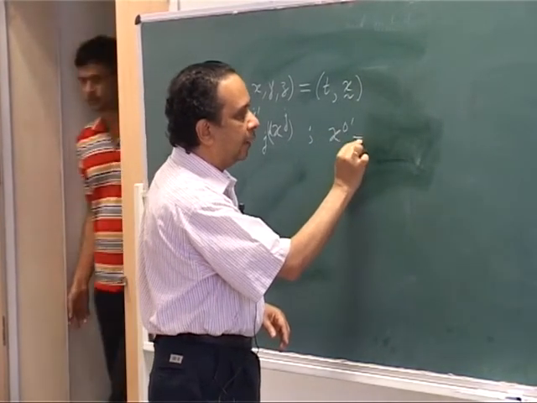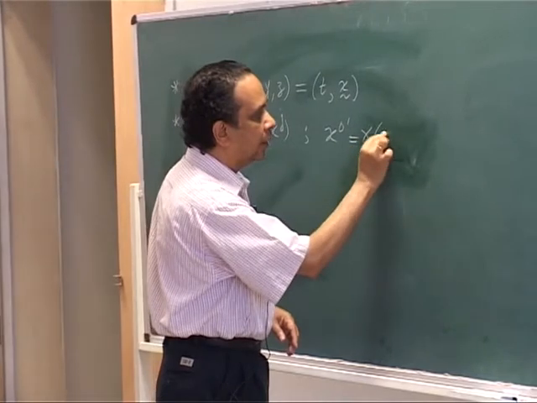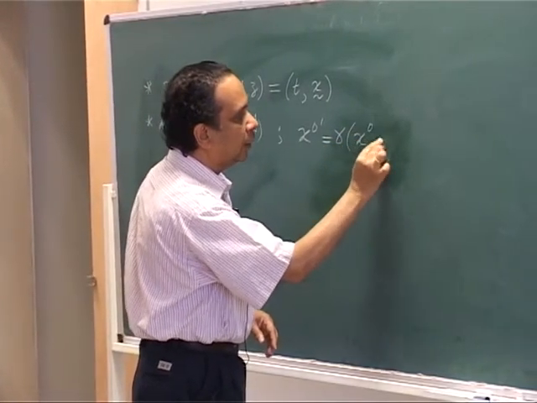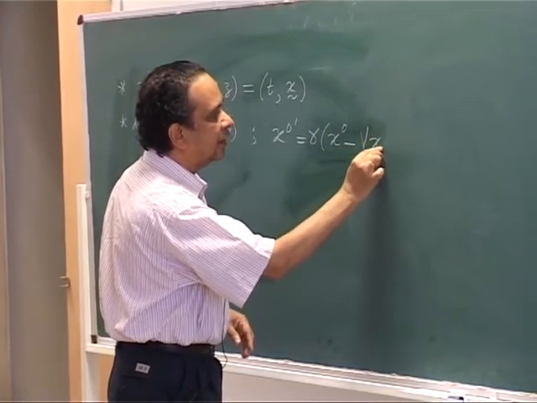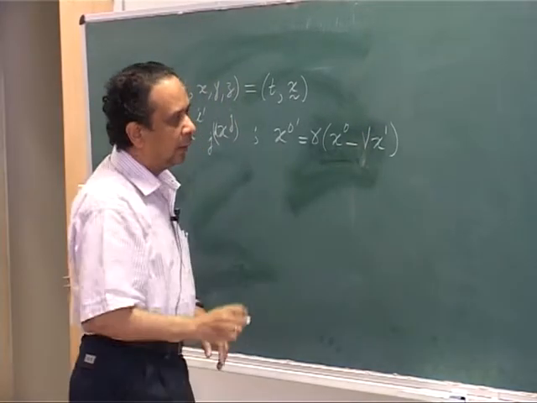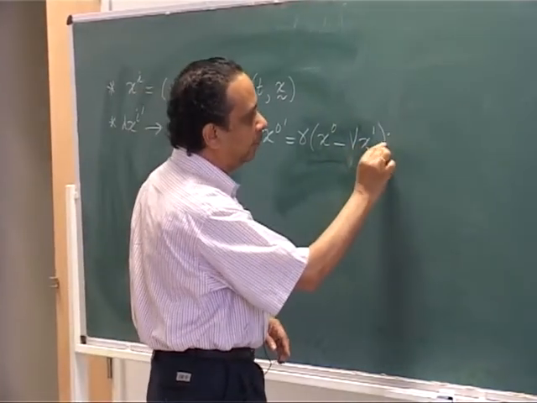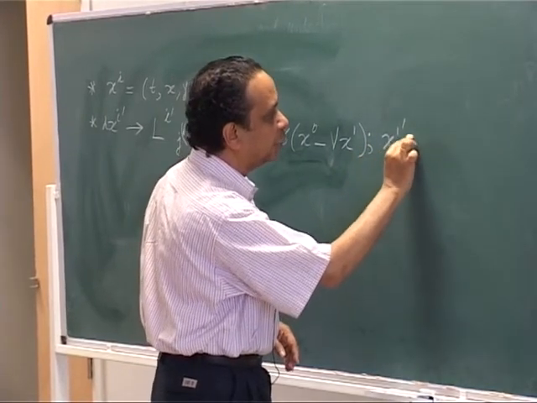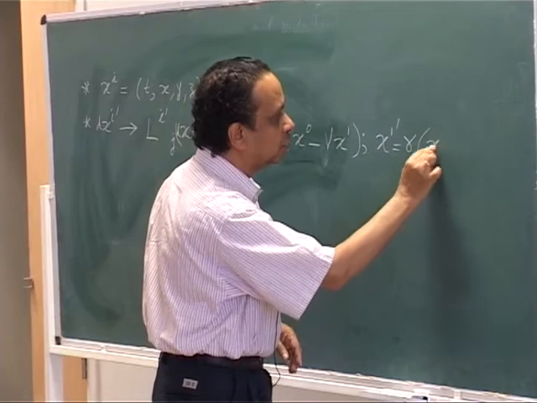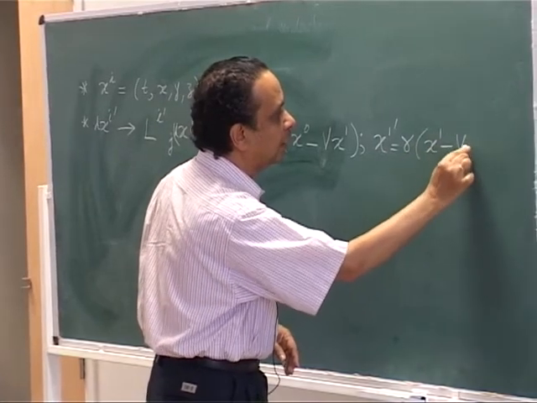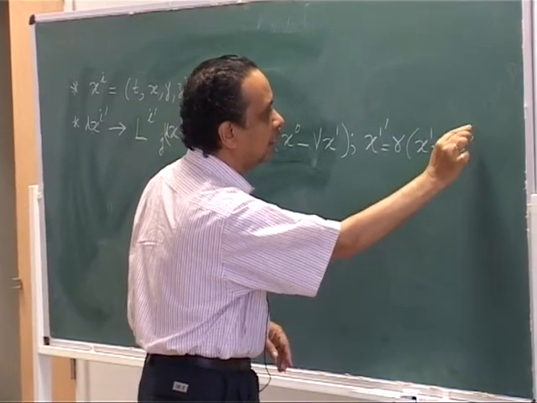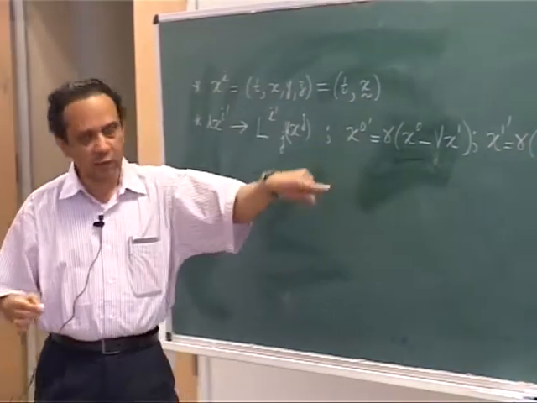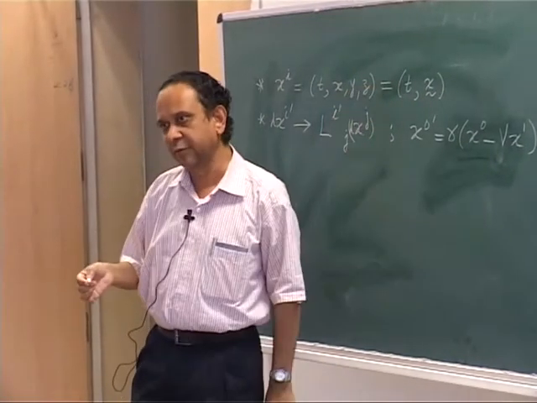prime is gamma into x0 minus v, let us say x1, and x1 prime equals gamma into x1 minus v x0. There I gave you an exercise to work this out from light clocks. I am sure you would have done that.